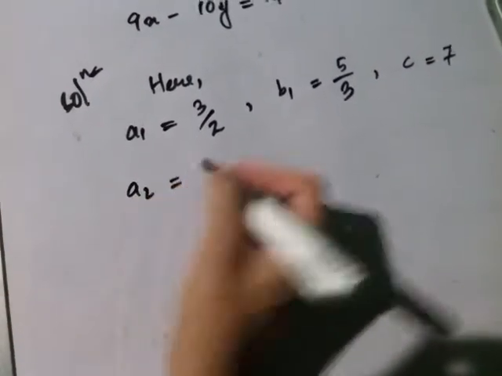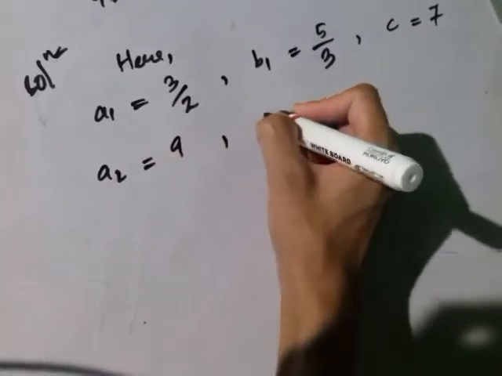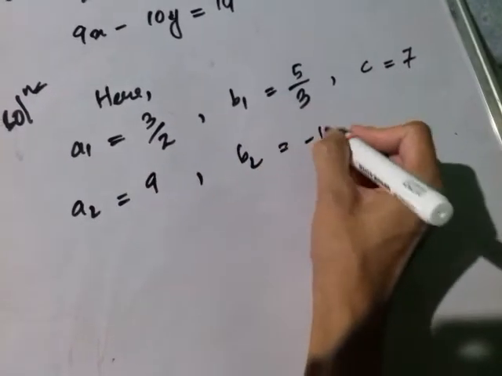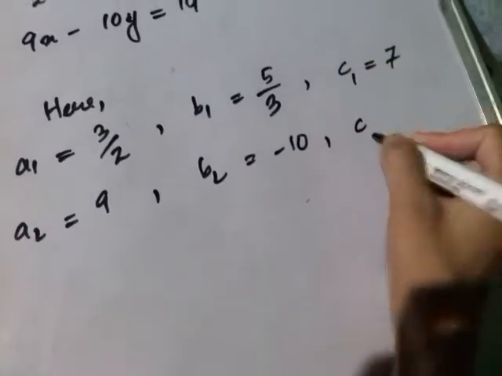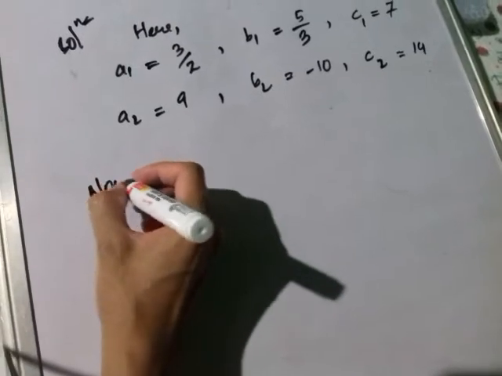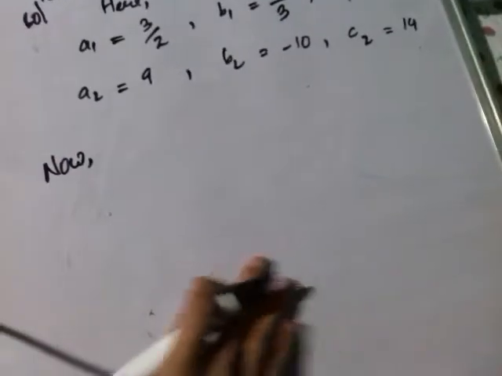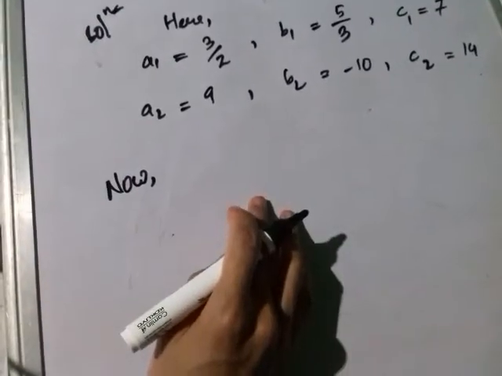And a2 equals 9, b2 equals minus 10. Why have I written minus 10? Because the minus sign is here. c2 equals 14. Now you will use the formula.